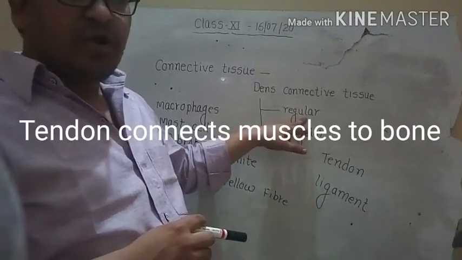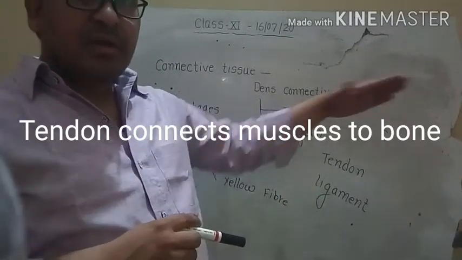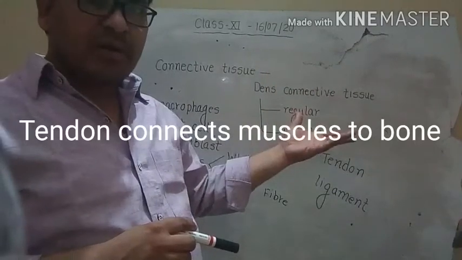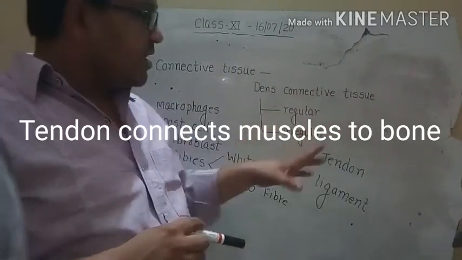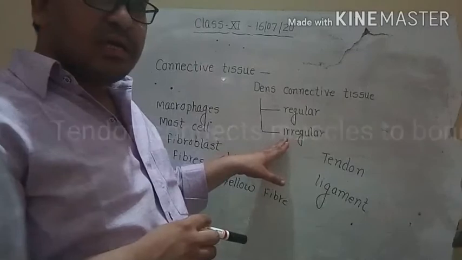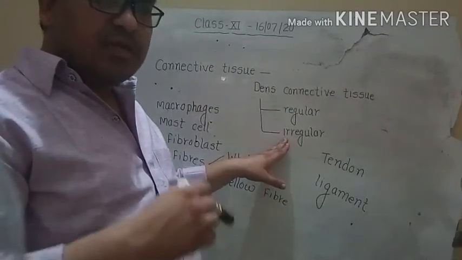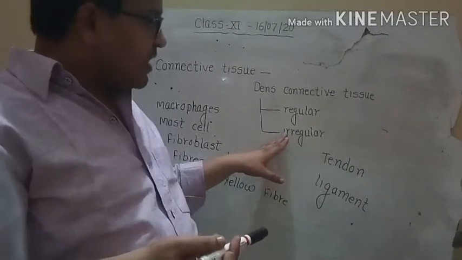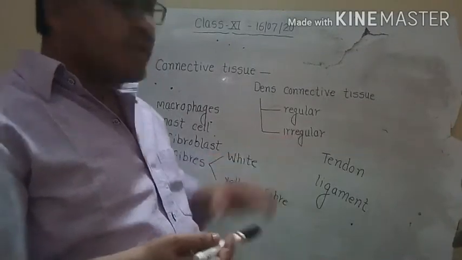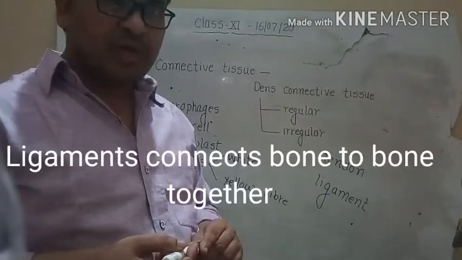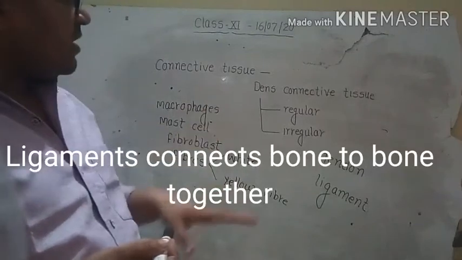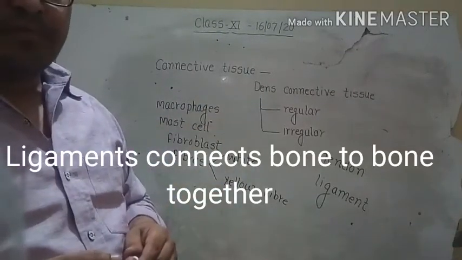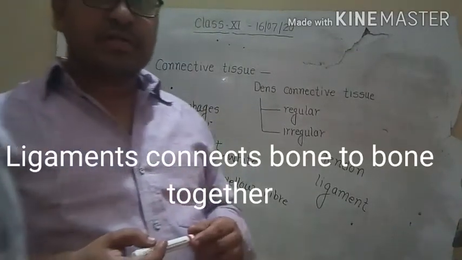When the orientation of cells occurs in a definite pattern between the parallel bundles of fibers, it is called regular, and when the orientation is not in a definite shape, it is called irregular dense connective tissue. So this is all about dense connective tissue. If you have any confusion, you can discuss with me.